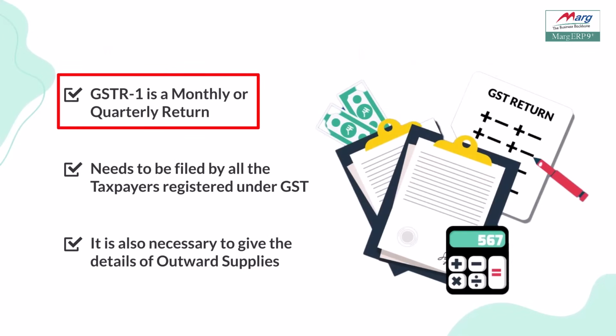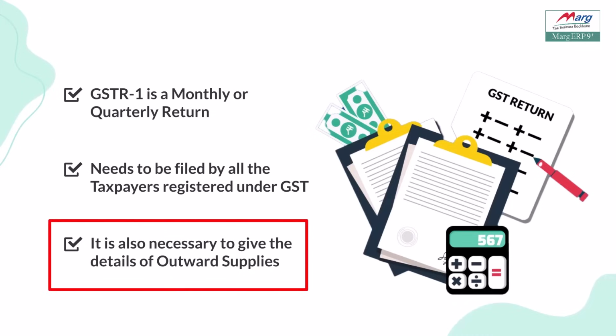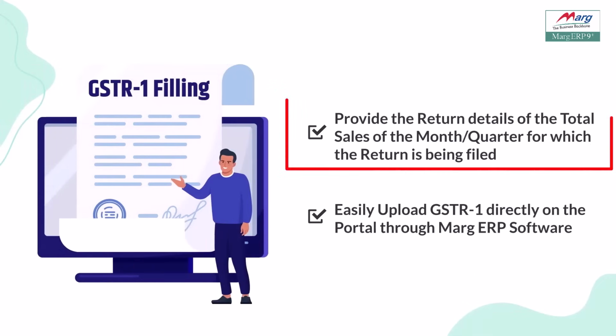GSTR-1 is a monthly or quarterly return that needs to be filed by all taxpayers registered under GST. In this, it is also necessary to provide details of outward supplies. That means you have to provide the return details of the total sales of the month or the quarter for which you are filing the return.